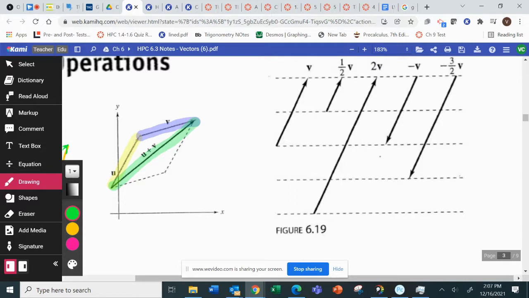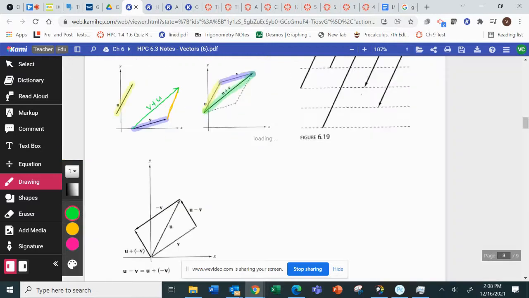The next one, 2v, doesn't affect the direction. It changes how long it is. Negative v changes the direction. Doesn't change how long it is. Just changes the direction, not the magnitude. And then negative 3/2 v is going to make it 1.5 as long, but negative makes it go the other direction. Okay? Those are just some examples of what scalars do to vectors.